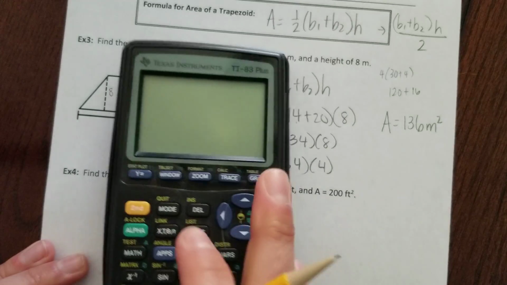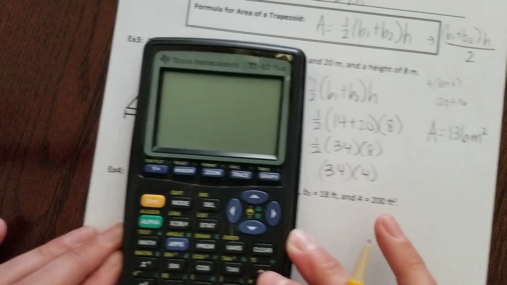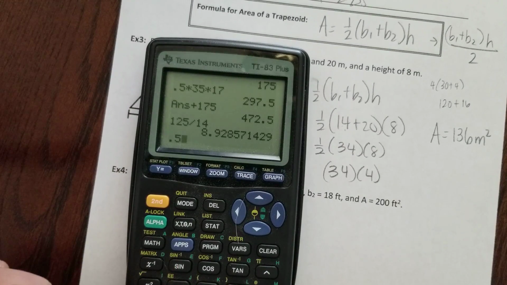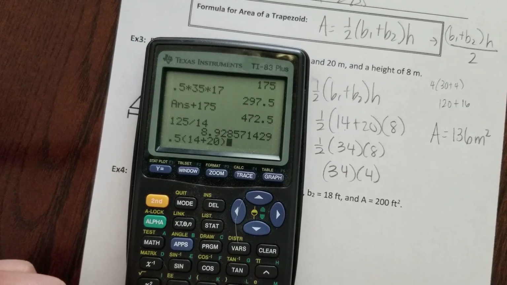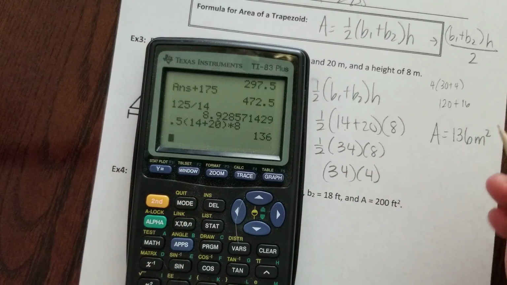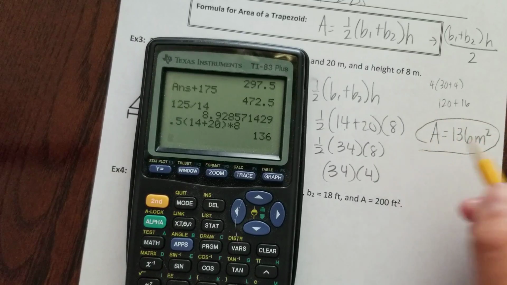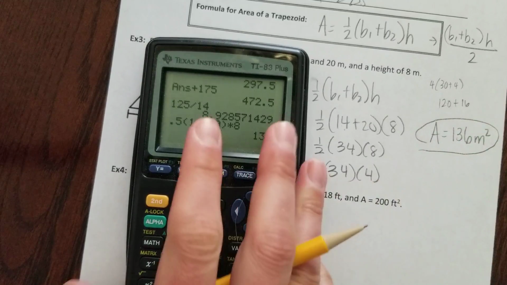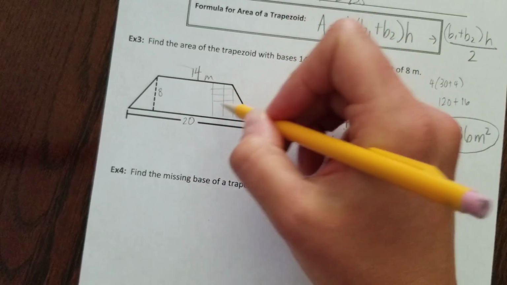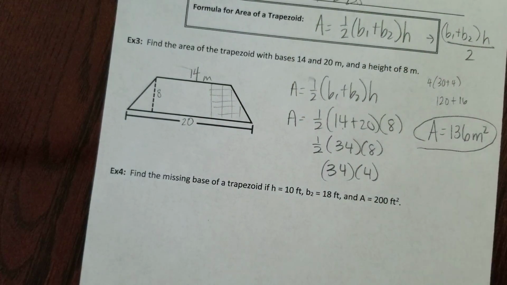Now let's just double check that with our calculator. Sometimes our math is off a little bit. So I've got 1/2, so I'm going to use 0.5 times 14 plus 20 times 8. 136. Again, meters are squared because we're finding area. We're literally talking about how many squares would fit inside our shape, right?